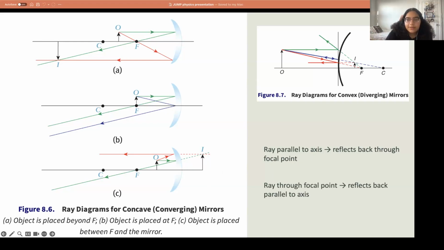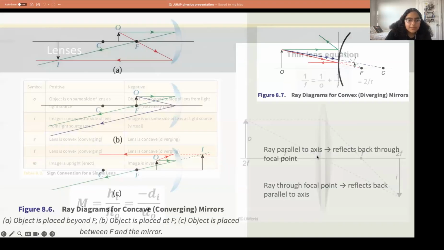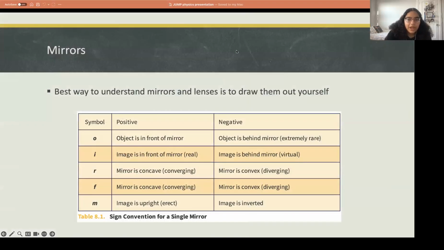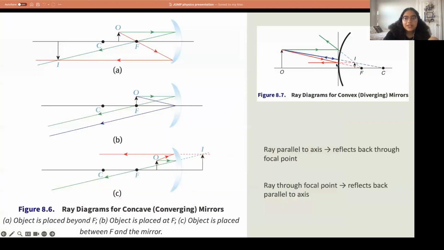And then the other option is diverging mirrors. There's no really cases for this because it's going to be a similar situation where you have your object and then your focal length. As we saw in the slide before, F is negative in diverging mirrors. So your focal length, you're going to put it behind, and then you just have your rays.